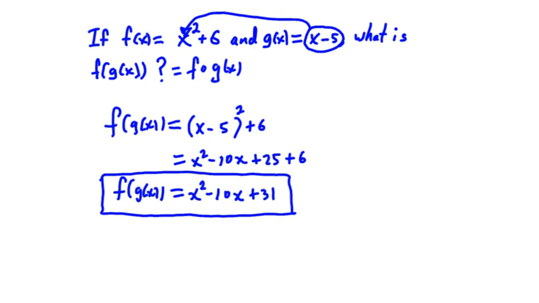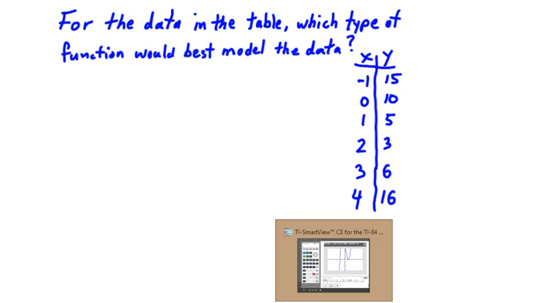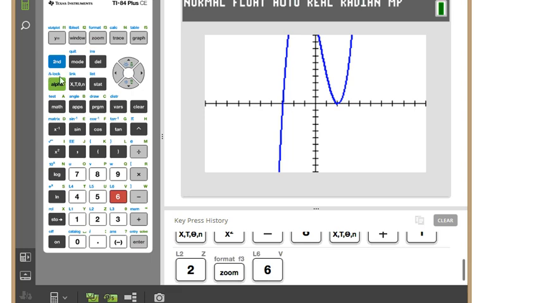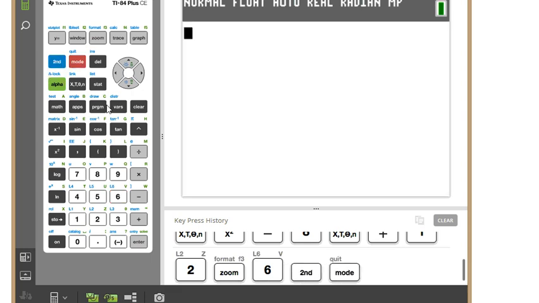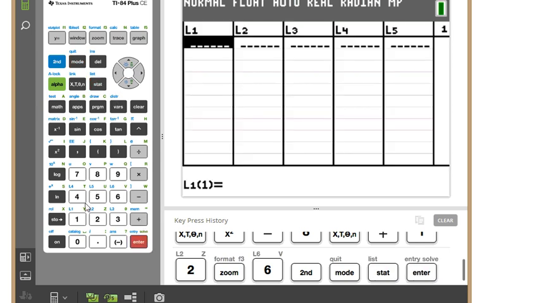Okay. Next, for the data in the table, which type of function would best model the data? You're going to get in your test a table that you're going to look at the values for and determine what type of function you'd be given, like linear, cubic, square root, quadratic, and I don't know if there are other choices. But for this one, you could graph it by hand, or just go to your calculator, go to second quit, and you go to stat edit, and just enter the values. And here I'm going to do that.